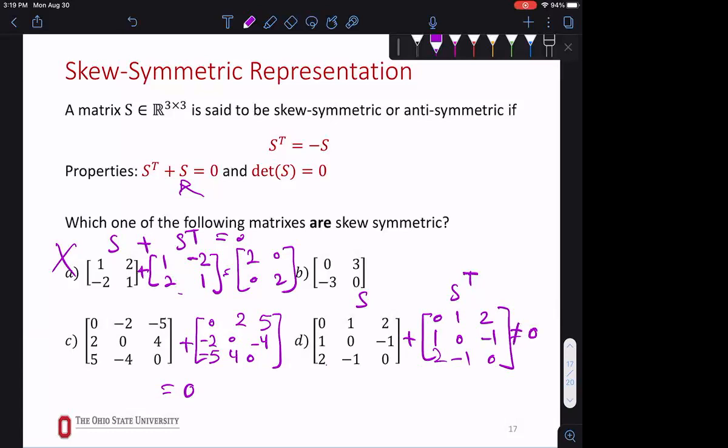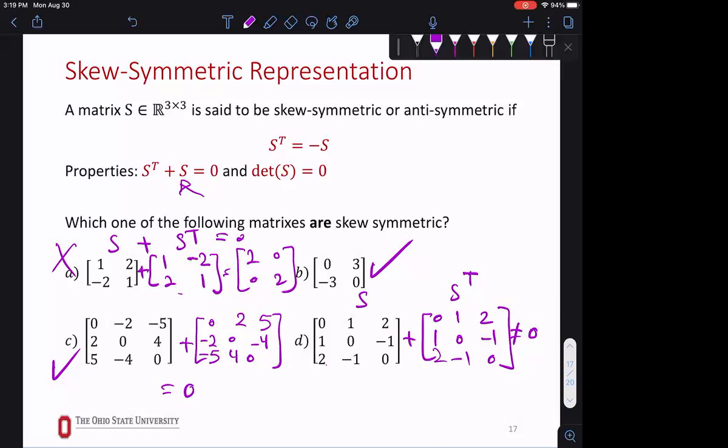You guys find B, is this skew symmetric? Skew symmetric. All right, this one is also. So these two are skew symmetric, A and D are not. So these are the properties. If S transpose is -S, then you have skew symmetric. You don't have to find the determinant. That's the properties of the determinant of this side.